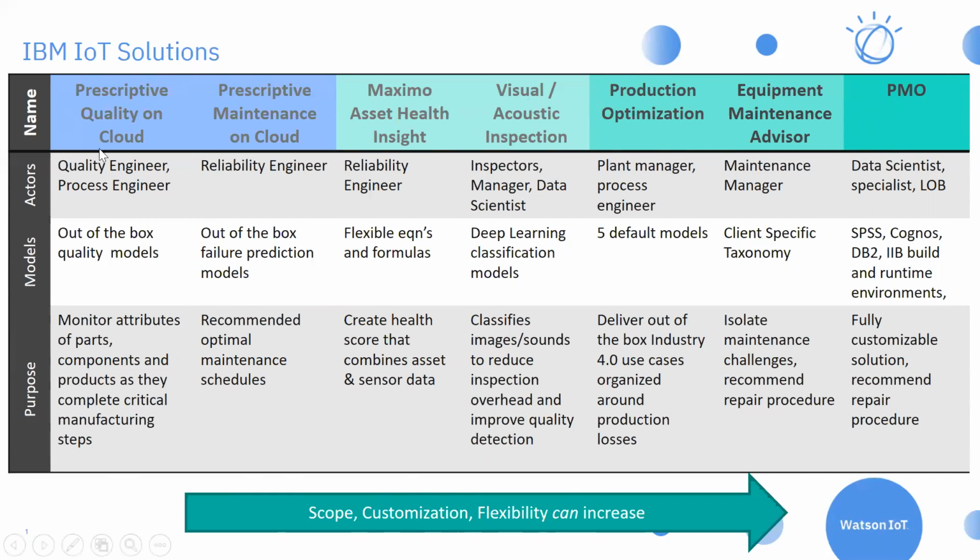Then we have prescriptive quality on the cloud. We have prescriptive maintenance on the cloud. We have Maximo Asset Health Insights that can give you insights into your assets stored in Maximo. We already talked about visual insights, which are deep learning classification models. We have production optimization. We have equipment maintenance advisor, and we have PMO.